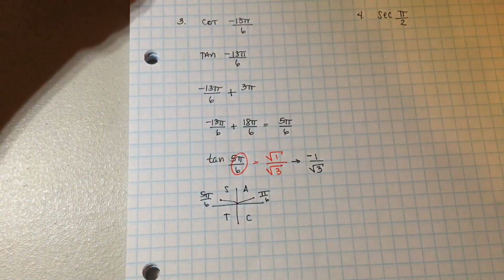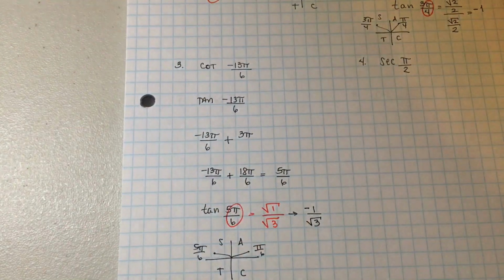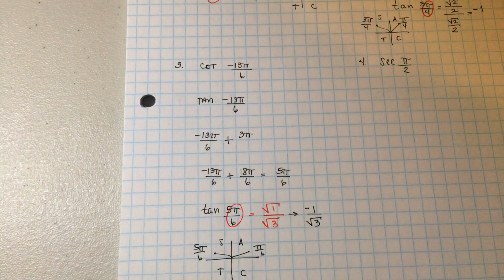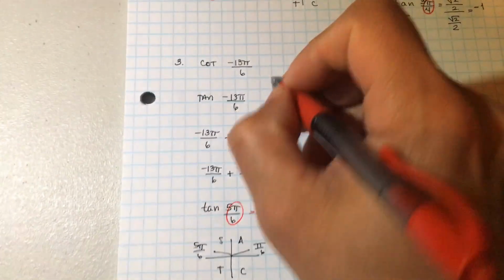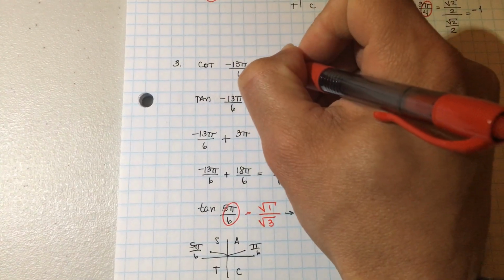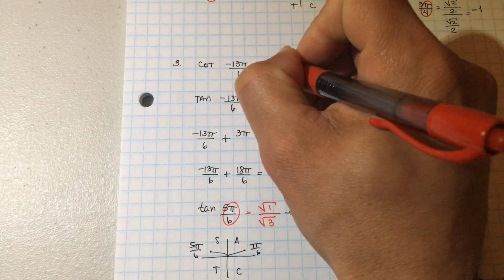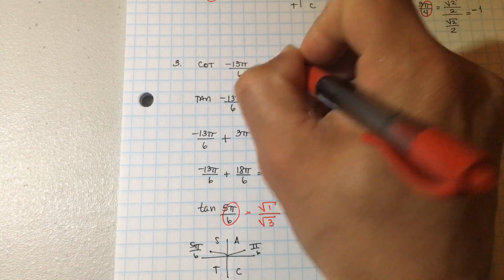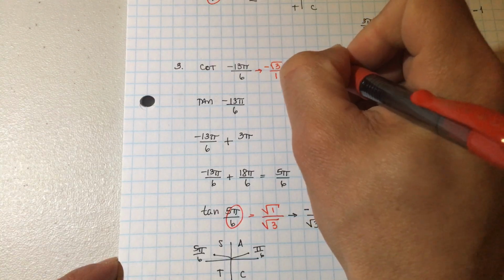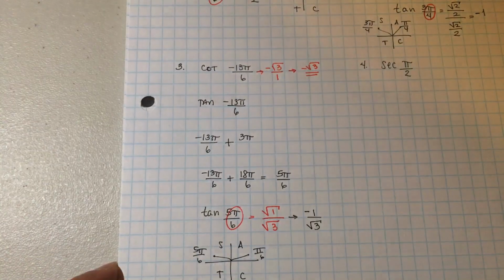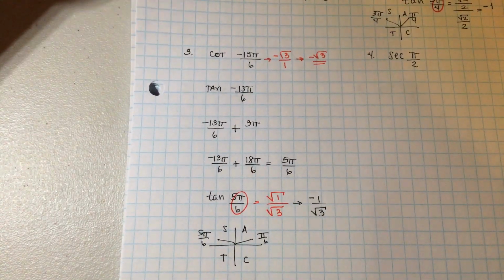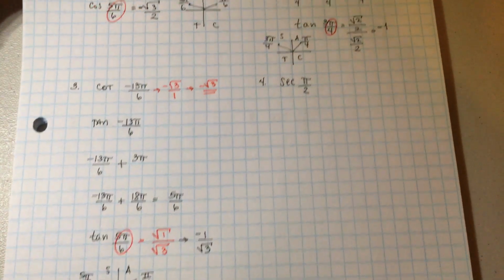Good, but that's not what they're asking for. They're asking for what? Cotangent. So what am I going to do? I'm going to flip this guy. So the answer is actually going to become, whoops, sorry about that. The answer is going to become square root of 3 over 1 with a negative. Or more precisely, the negative square root of 3. Okay. So that's what you're doing, guys. You're finding the trig ratio, and then at the very end, you're flipping it.